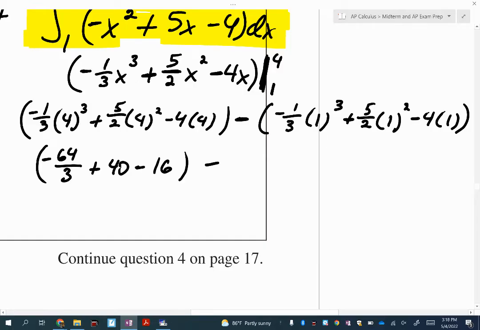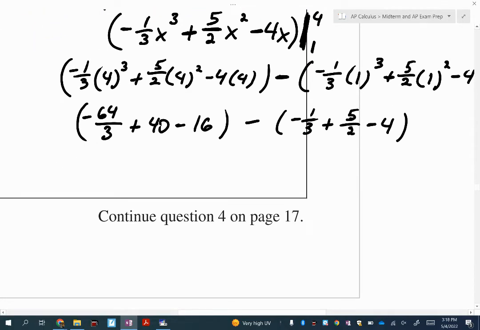How did I get 40? I lost you. 4 squared is 16. You could do 16 times 5 divided by 2, but I did 16 divided by 2, which is 8. 8 times 5 is 40. Okay, 1 cubed is 1, so that's going to be negative 1/3 plus 1 squared, which is 1, times 5/2 is 5/2, minus 4. Guys, you ready for this?